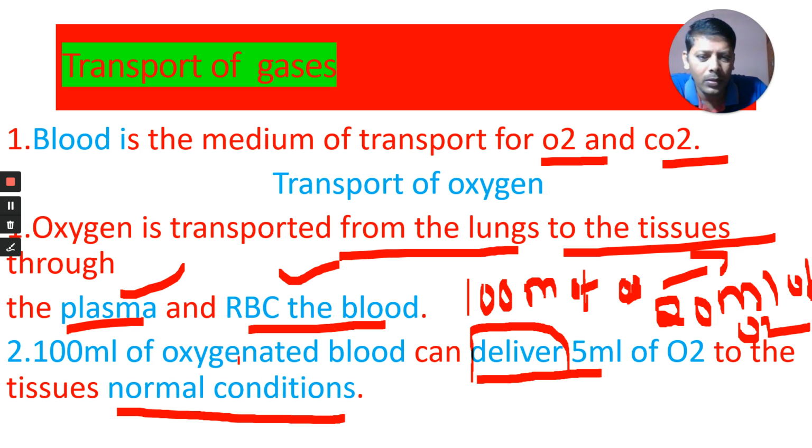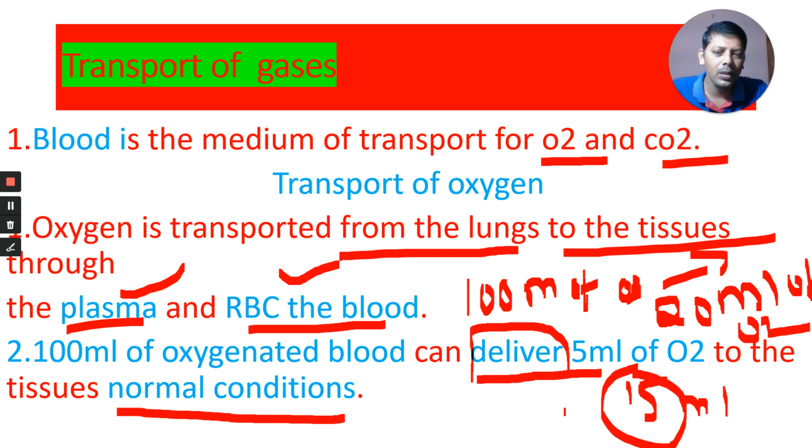That means your oxygenated blood is not delivering the entire oxygen to the tissue. If you subtract this 5 from the 20, you get 15. Around 15 ml of oxygen is present in the deoxygenated blood also. This is very important.